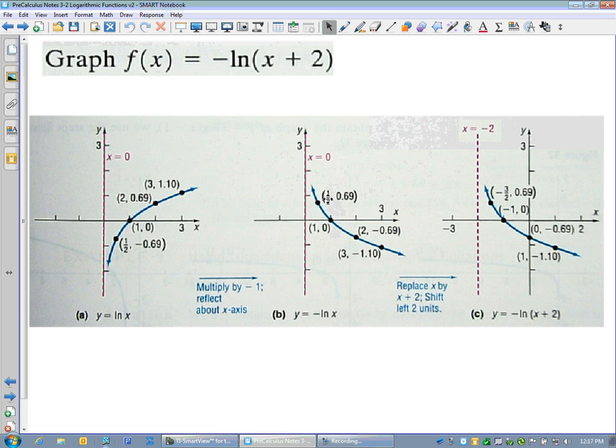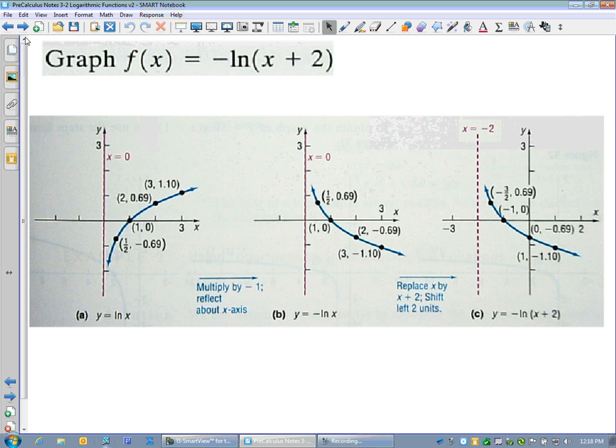Notice how 1/2, when I shift 2 units to the left, becomes -3/2. +1 shifted becomes -1. We have a +2 shifted becomes 0, and 3 when you shift it 2 to the left becomes 1. The y values all stay the same. All right, so doing the 2 transformations, we start with our parent function, transform it by reflecting, and then shifting.